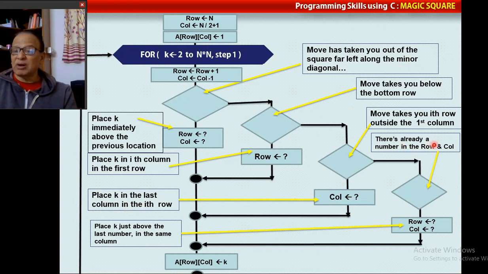And when there is already a number in the row and column, how do you check? You have to check whether it is not equal to 0. Therefore, you have to start by initializing your whole matrix with zeros. Please remember that. After that you put these numbers. If it is not 0, then place k just above the last number in the same column. So you find out which row and which column it should be. Then it places that k into a particular column, goes to the next k, etc. This is how it is going to work out.